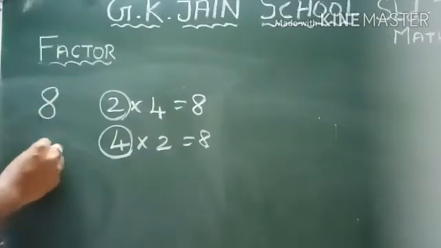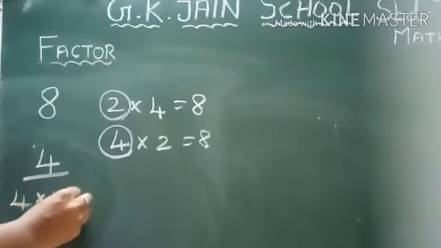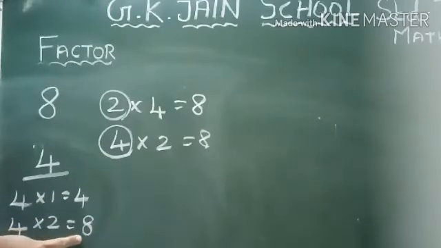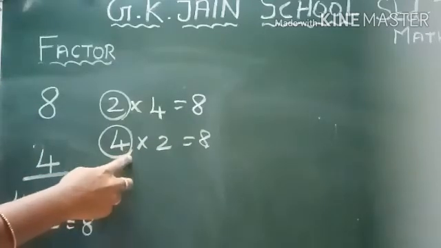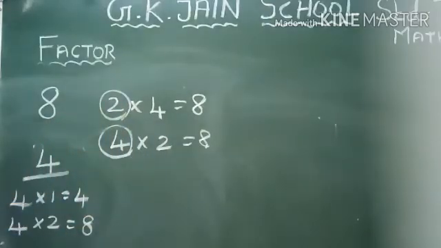So now we are going to move to the next table, 4 table. 4 ones are 4, 4 twos are 8. Wait, we found the 8 here. So 4 is a factor of 8. We found it here also, we already wrote it. So now we are going to the next table.